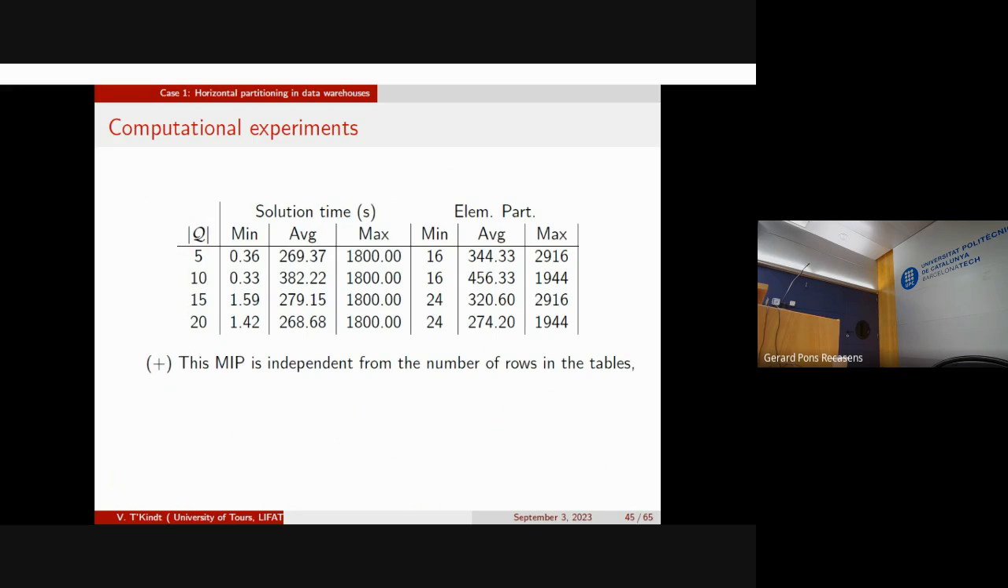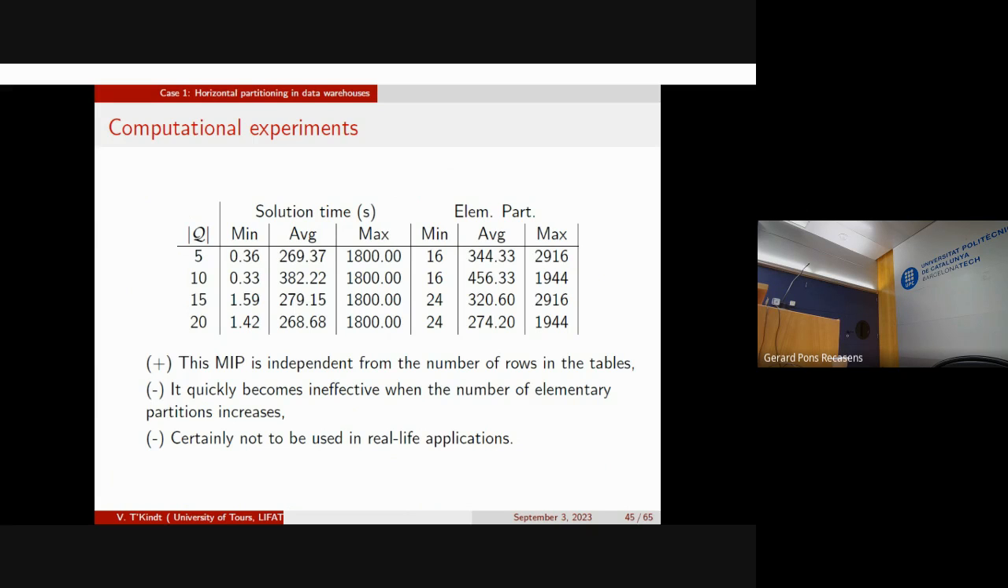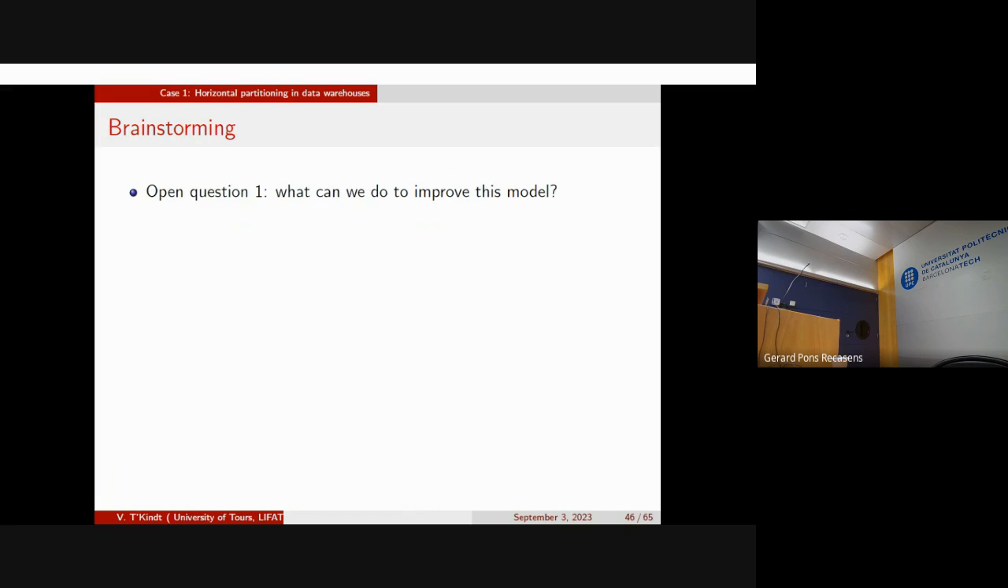It's just for fun. The advantage of this IP is that it is independent of the number of rows in the tables, and that's pretty cool, because in a data warehouse you have a lot of rows in your tables. So don't use that in real-life applications. That was the conclusion of what we did. So we can think about improving that. How could we improve this model? It works well, not super well, but what could we do?